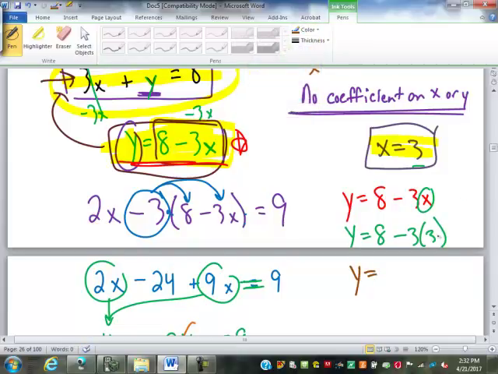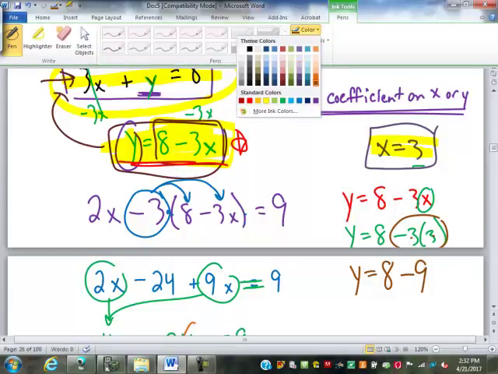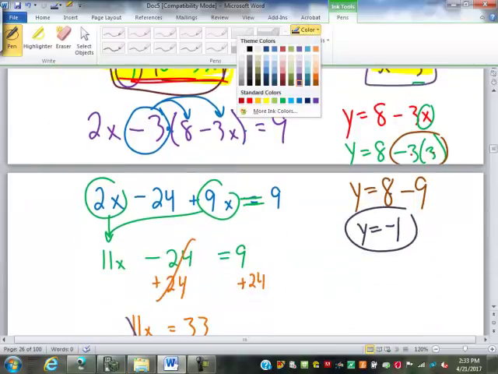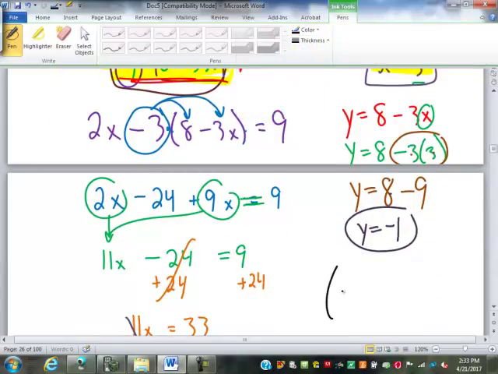What's the first thing we have to do over here on the right? Yeah, we have to multiply. So the 8 doesn't change. Negative 3 times 3 is negative 9. And then subtract. 8 minus 9 is negative 1. So we've got x equals 3, y equals negative 1. And we should write that as an ordered pair: 3, negative 1. Make sure you put the x first.